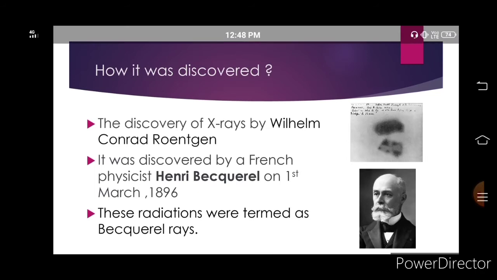Okay. How was it discovered? It was actually discovered by Henri Becquerel in 1896. As you already know, radioactivity is one of the most well-known accidental discoveries in the history of physics. It all started with the discovery of X-rays by Wilhelm Conrad Rontgen in 1895.